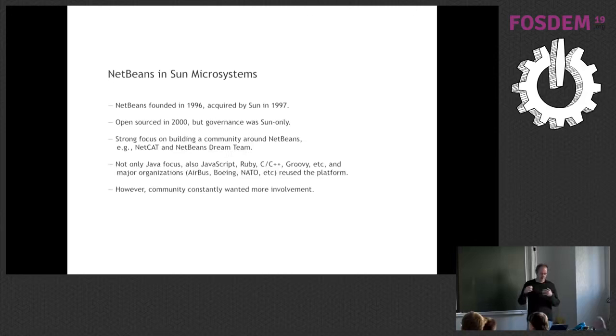And it was really fully controlled by Sun, but at the same time there was this vision of having a community around it. So there were two organizations, one called NetCat, so this was the NetBeans Community Acceptance Testing Program, and also something called the NetBeans Dream Team. So these were evangelists and external people from outside Sun who were talking about NetBeans and so on.